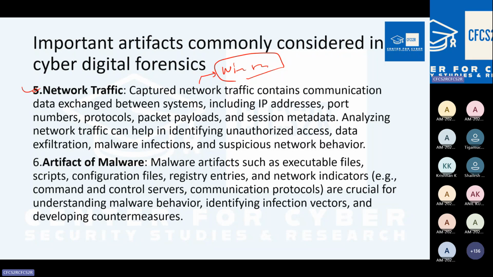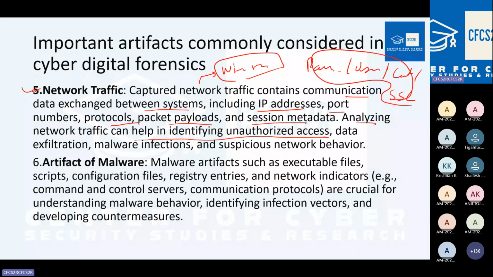Okay, so captured network traffic contains communication data exchanged between systems, including IP addresses, ports, protocols, packet payloads, and session metadata. Analyzing network traffic can help you identify unauthorized access. Even all your passwords, usernames, and your SSL certificates are transferred through the network only. And if somebody is sniffing your network, he is getting your password, username, and each and everything. So it is very important when you are examining something. Network traffic is a very important part.